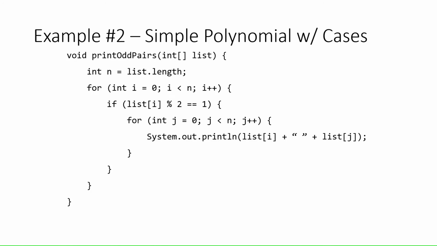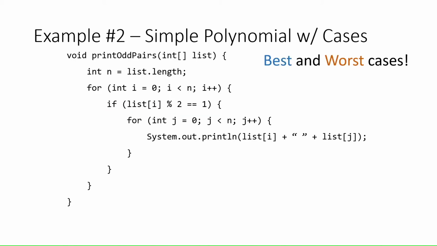Here we have an example where there are cases in our code that both lead to simple polynomial runtimes. So this is very similar to the other piece of code in the last example. The only difference here is this if statement that only does this extra n bit of work if the element of the list is odd.